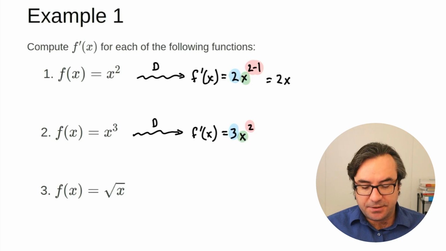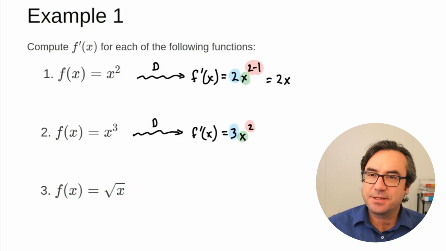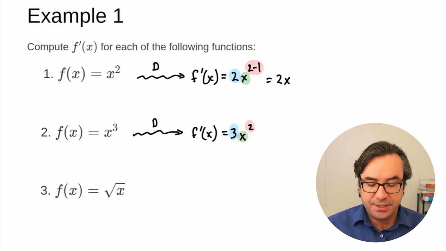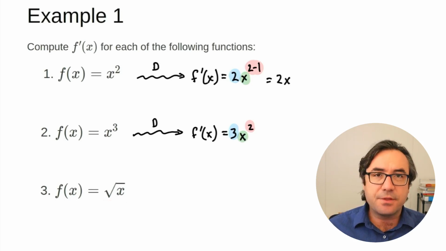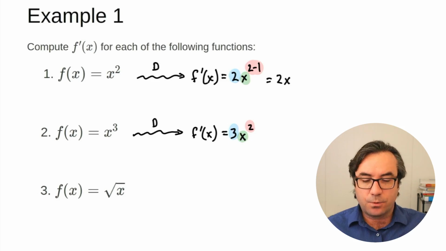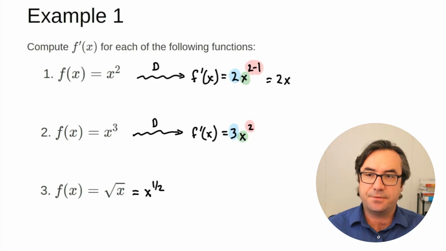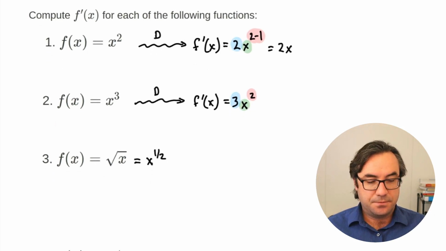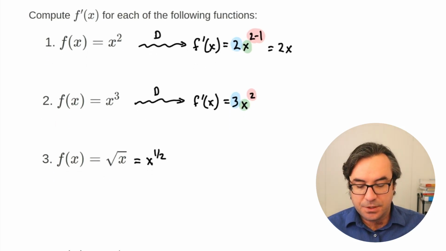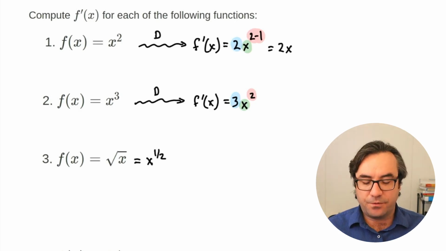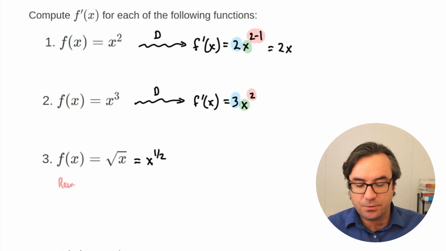All right, so let's look at the next one, square root x. Now this is a little bit different. This isn't immediately written as a power function. So our first step before we do any derivatives is we got to rewrite this as a power function. So rather than the square root of x, we're going to rewrite this as x raised to the 1/2. So we got to rewrite the root function. And we're going to see these quite a bit.